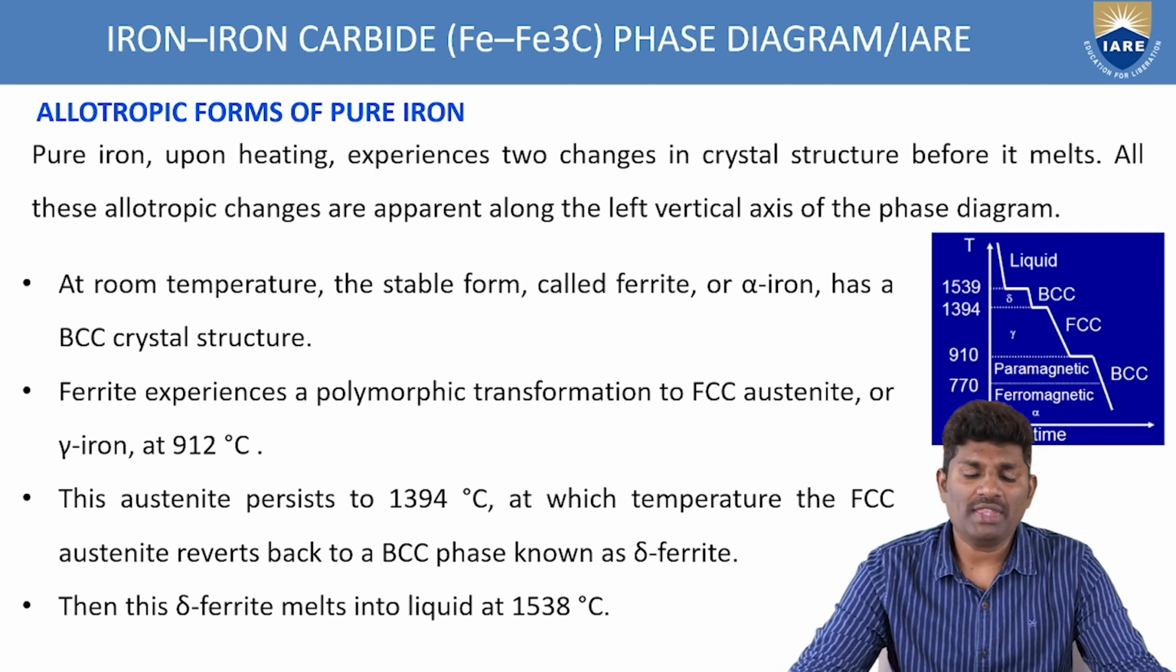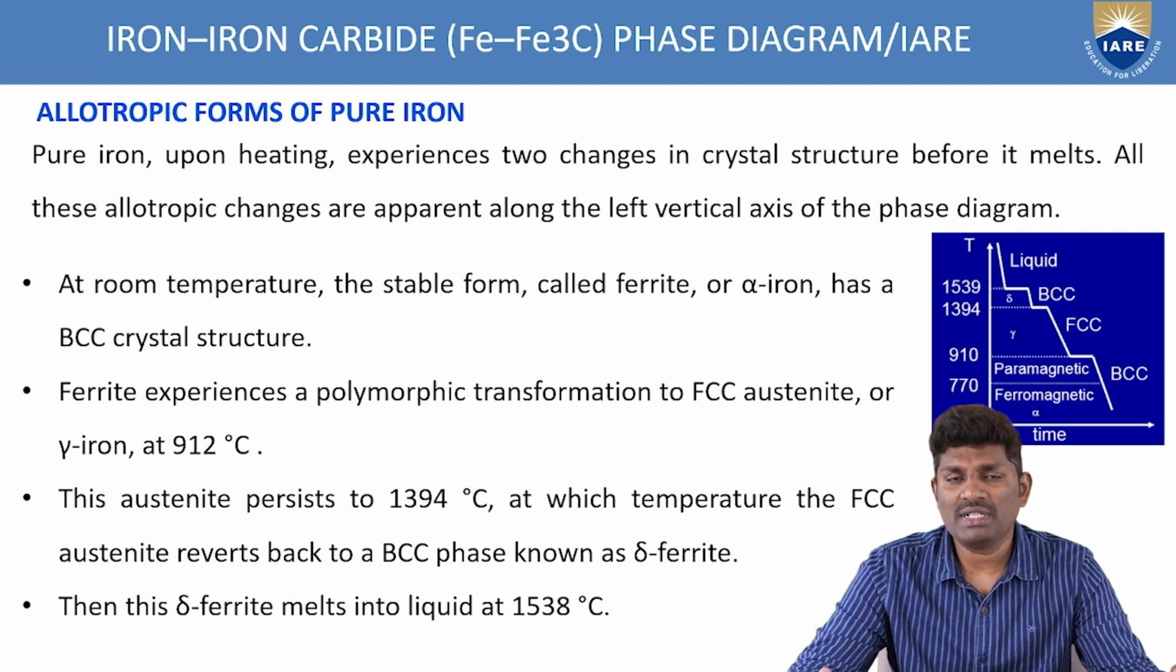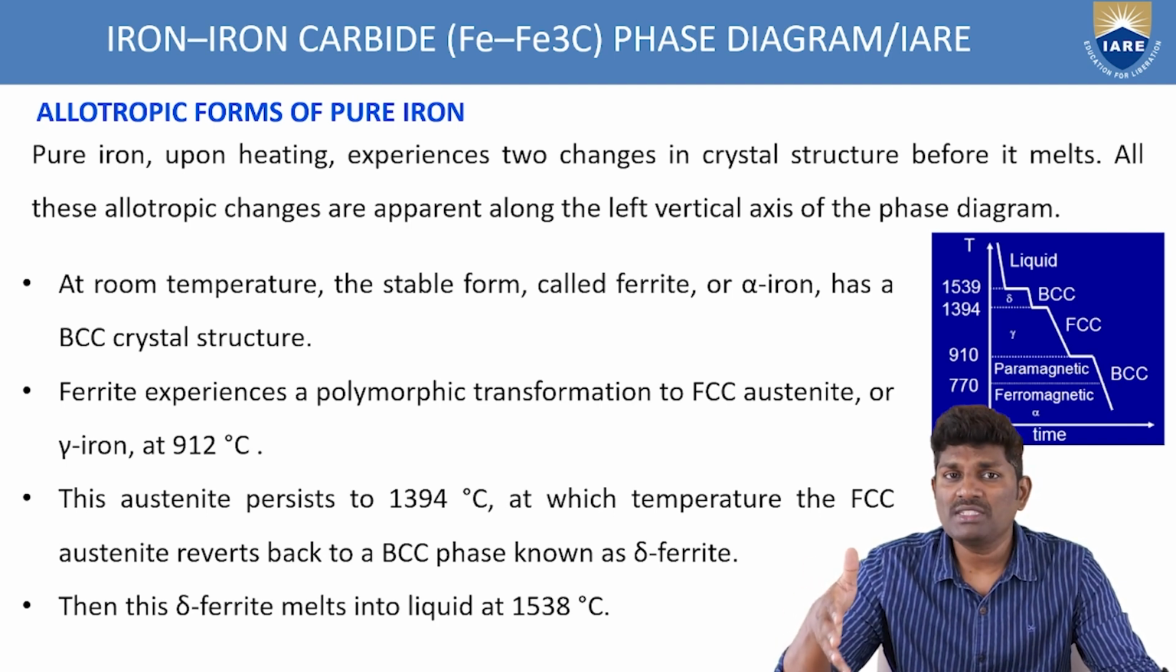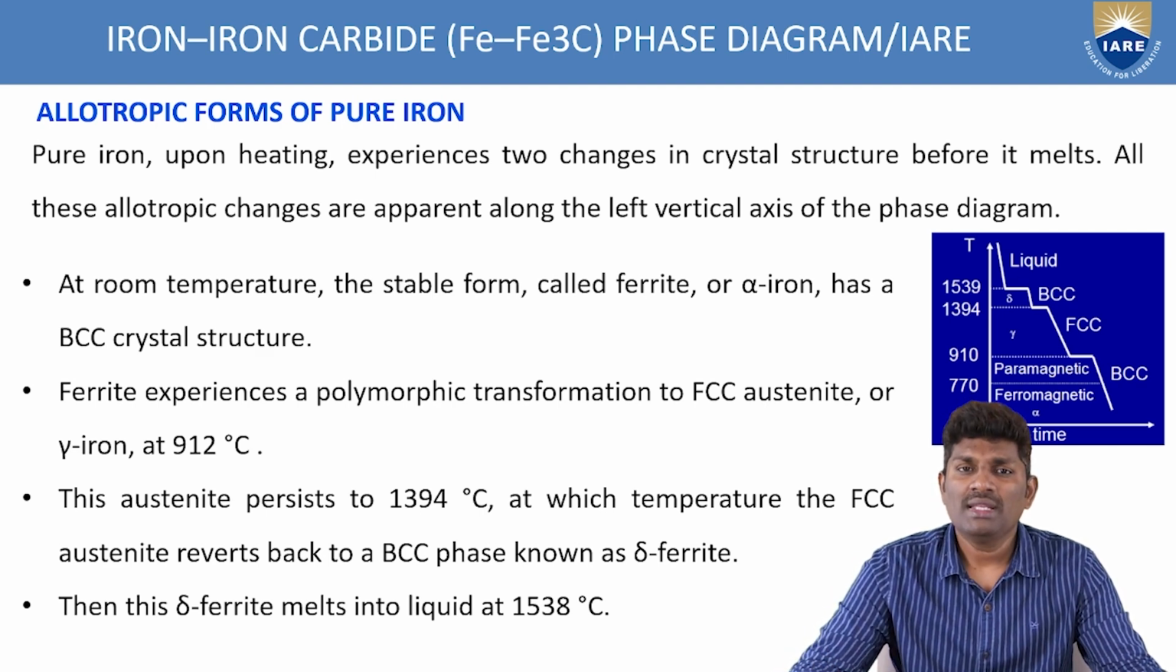Now the other forms of pure iron. So what is happening here? Allotropic form. What does allotropic form mean? It means having different types of crystal structures. During the heat treatment process, the structure of the pure iron can be changed into different structures. How it changes, we'll see now. When you heat pure iron, it experiences two changes in the crystal structure.